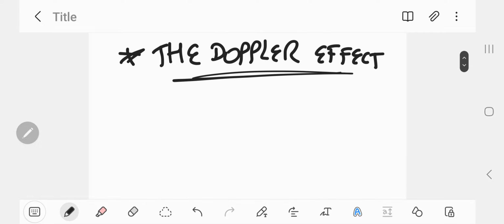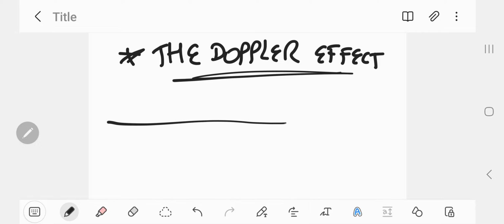So the Doppler effect is something which is familiar to all of us in everyday life. If you hear emergency services driving past, you'll definitely notice this effect. It's basically a phenomenon in physics that describes the change in frequency or the pitch of a sound, or a light wave even, as an observer moves relative to the source of the wave.